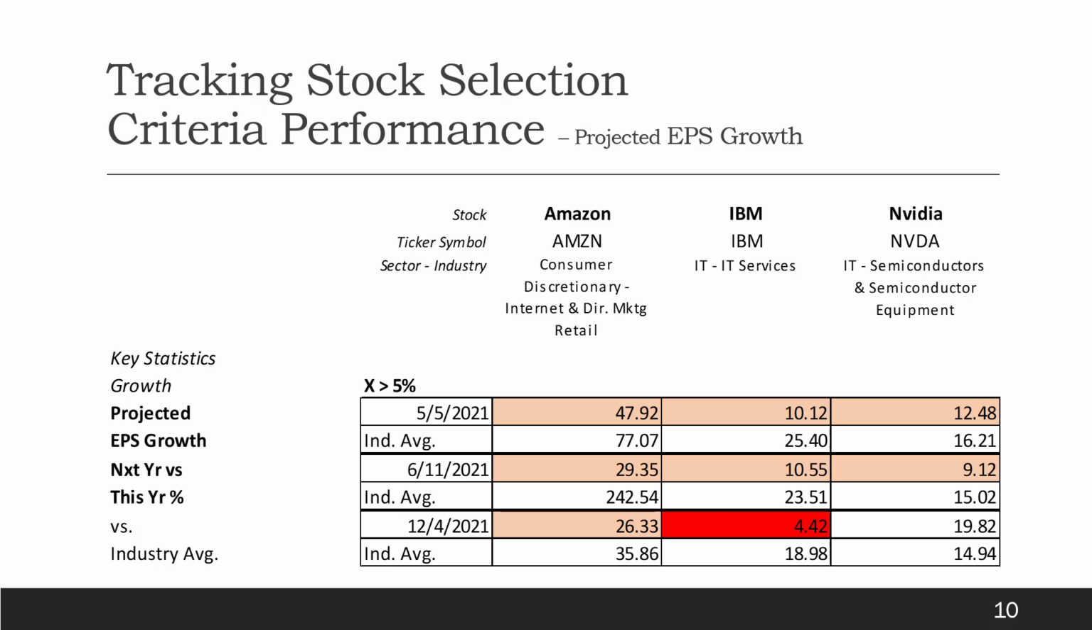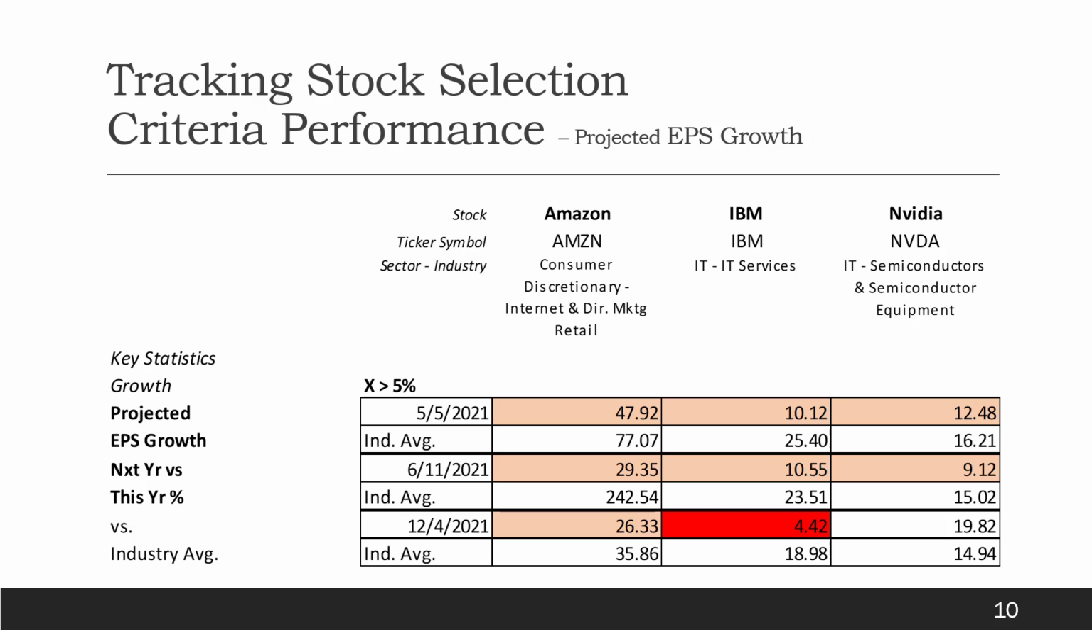Projected EPS growth. Projected earnings per share percentage growth next year versus this year on December 4th, 2021 was lowest for IBM at 4.42%, below our 5% minimum, and bringing down its industry average to 18.98%.